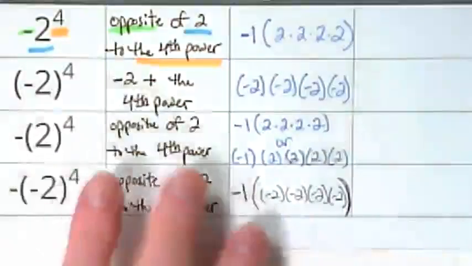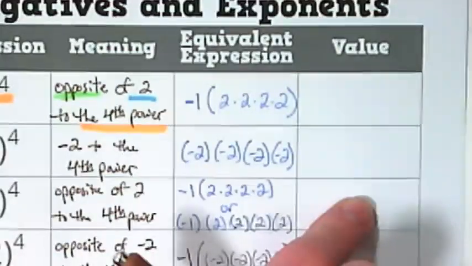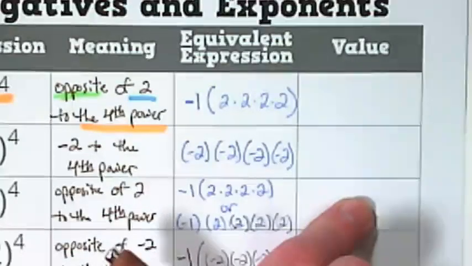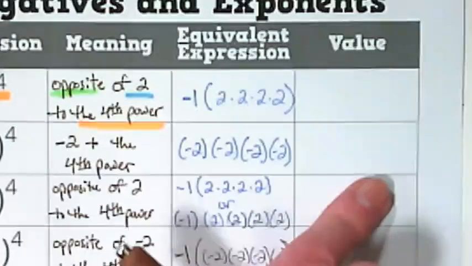So now we need to know what to put in the value column. All four of these have four 2s being multiplied together. What is going to be the key number that's in here? 16. I know you did. 16. We've got to figure out, though, which of these are going to be negative 16 and which of them are going to be positive 16.